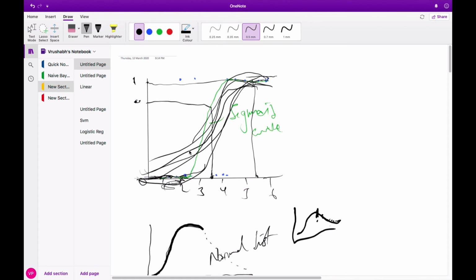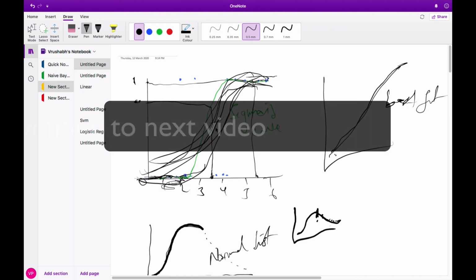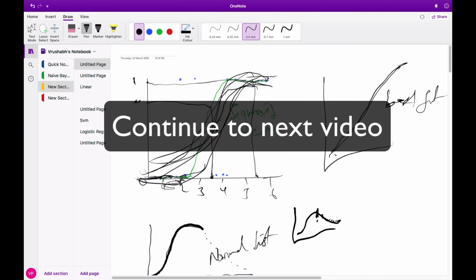But how do we find the best sigmoid curve? Just like if we are drawing the linear regression line, how do we find the best linear regression line? How do we find the best fit line? Just the same way, how do we get the best sigmoid curve? So that's what we will discuss in the next video.